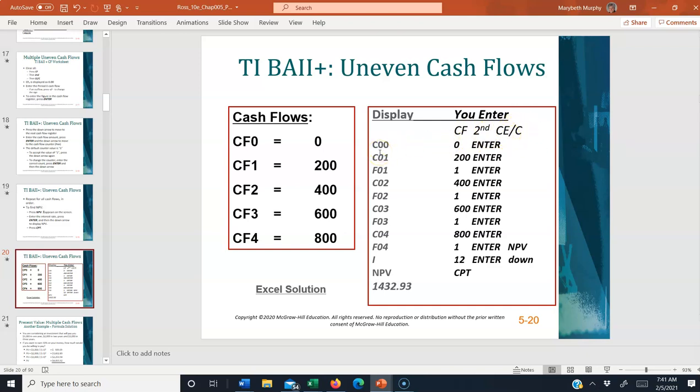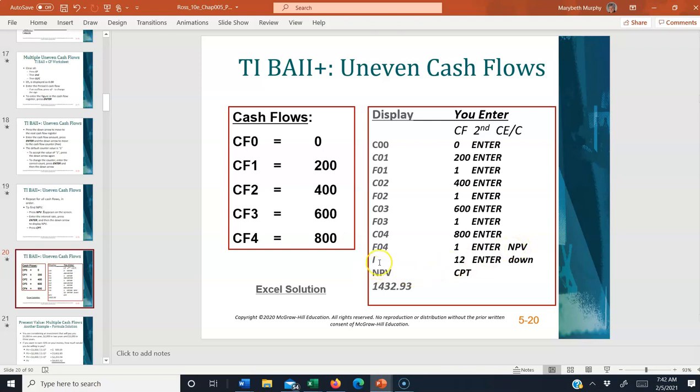Then it should come up and give you the C00. That's the cash flow in year 0. You're going to enter 0 and hit enter. It's going to then pop up and give you C01, and you're going to hit 200 and enter, and then it's going to give you the F01, and you're going to hit 1 and enter. You're going to do C02 400, F02 1, C03 600, F03 1, C04 800, F04 1. Then you're going to hit net present value.